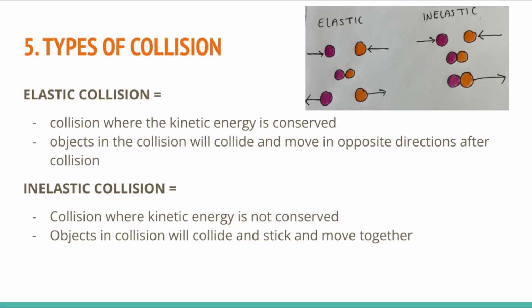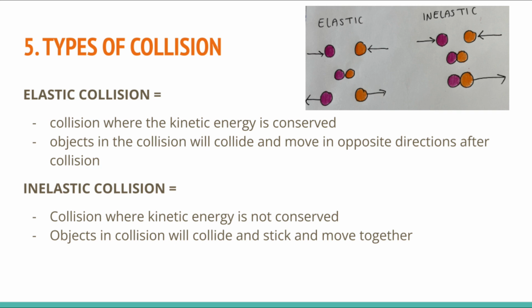On to our next heading, which is types of collisions. So we have two types of collisions. We have elastic collisions and we have inelastic collisions. So elastic collisions are collisions where the kinetic energy is conserved and objects in the collision will collide and move in opposite directions after the collision. They will not join together.